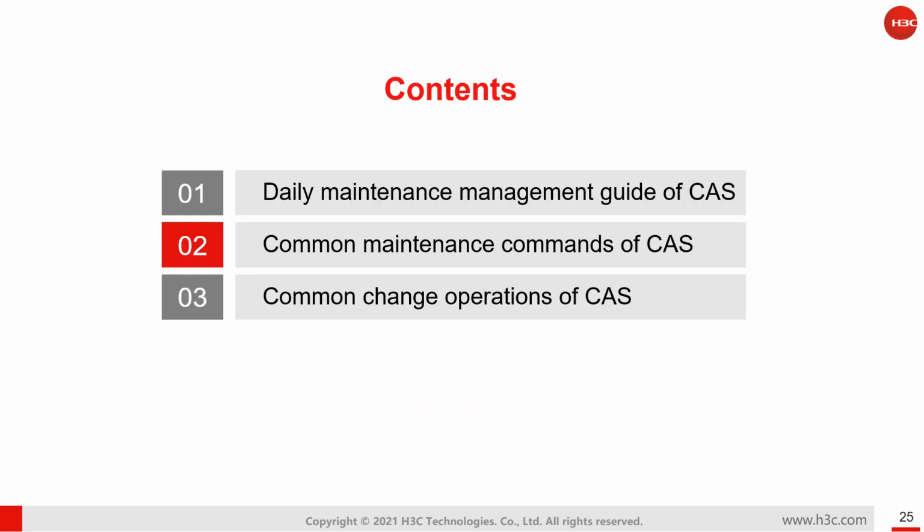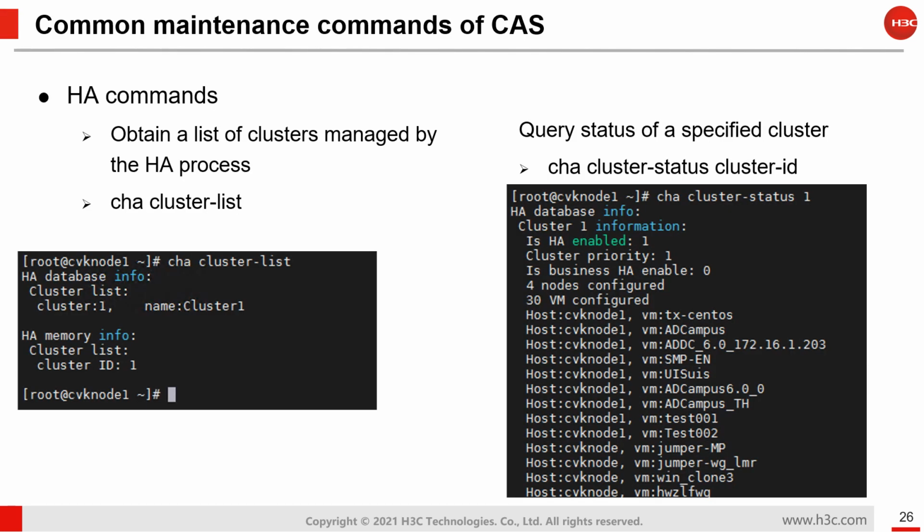Chapter 2. Common maintenance commands of CAS. HA commands. Obtain a list of clusters managed by the HA process: cha cluster list. We can see HA database info, cluster list, cluster ID, and HA memory info.